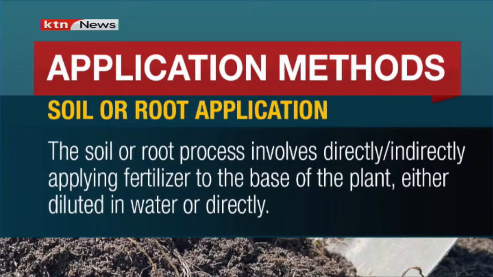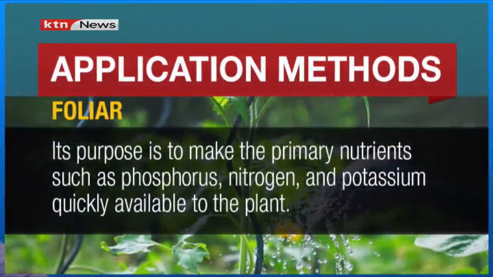What methods are used actually to add some of these farm inputs. So there is soil or root application. The soil or root process involves directly or indirectly applying fertilizers to the base of the plant, either diluting in water or directly so that it is soluble in the soil for the consumption of the plant.